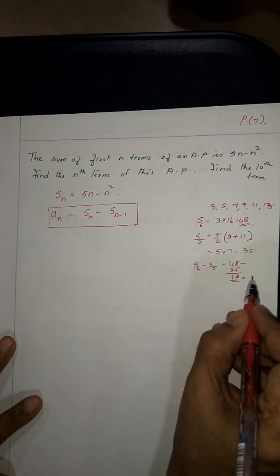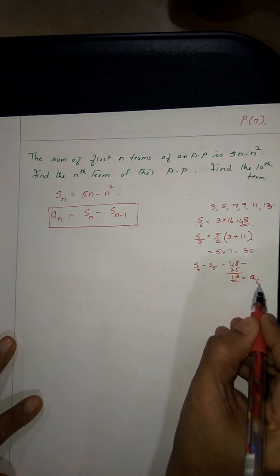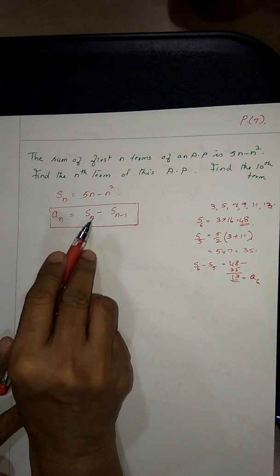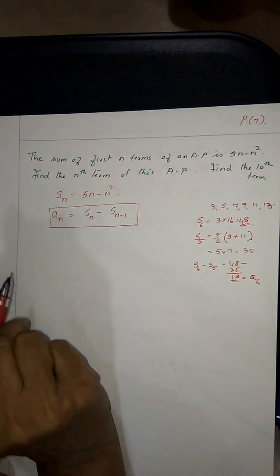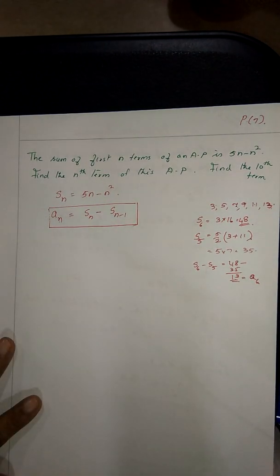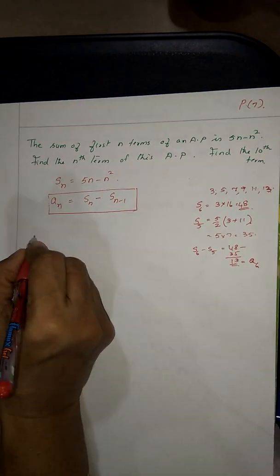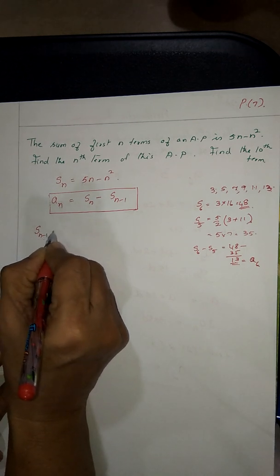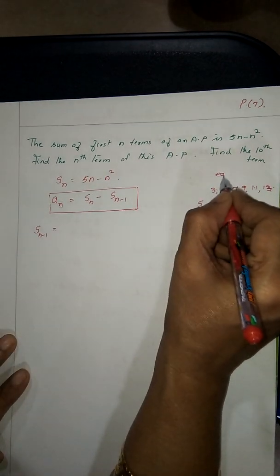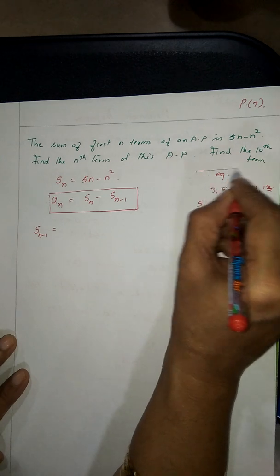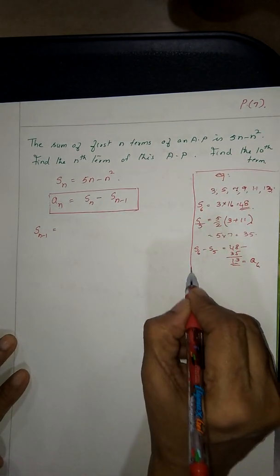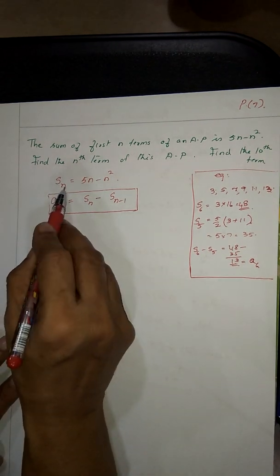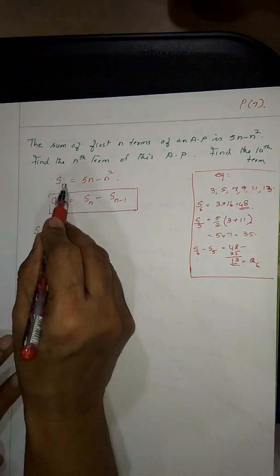This is A6. The same thing we are using here. An is equal to Sn minus Sn minus 1. Now Sn is equal to 5n minus n squared. So Sn minus 1, this is only an example for you to understand. Now Sn minus 1 will be, you have to simply substitute n minus 1 in the place of n.